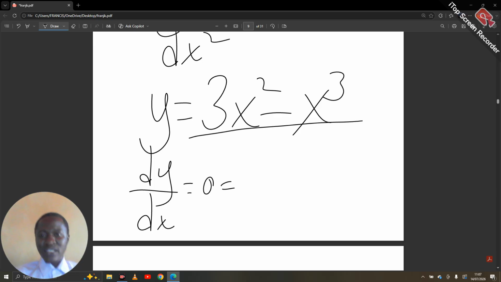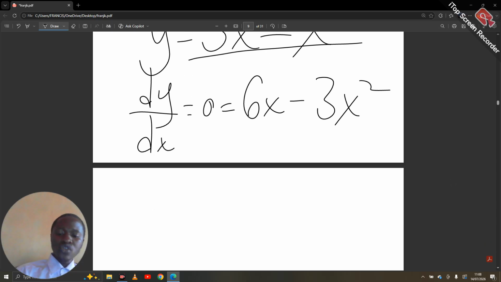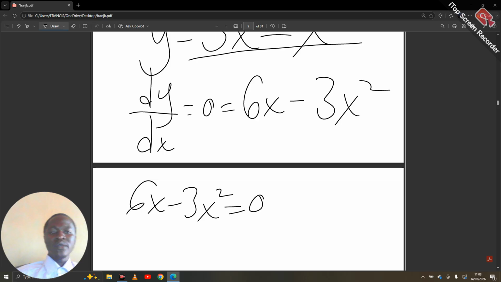So dy over dx equals 0. Now differentiate this. What shall we have? We shall have 6x minus 3x squared. So we have 6x minus 3x squared equals 0.